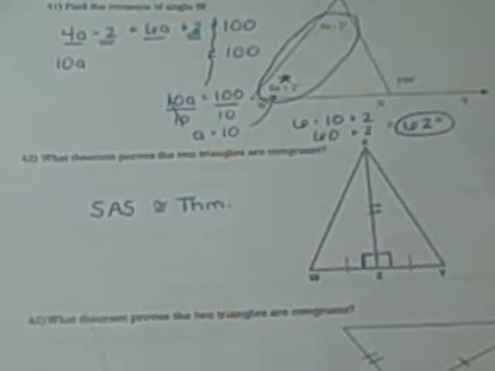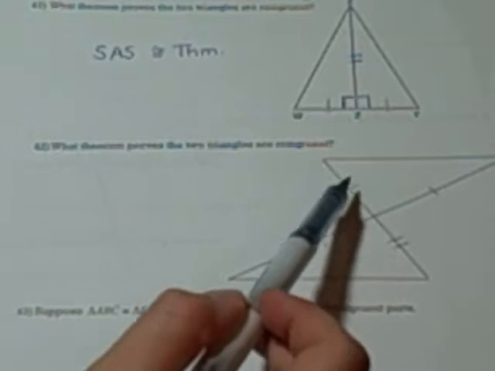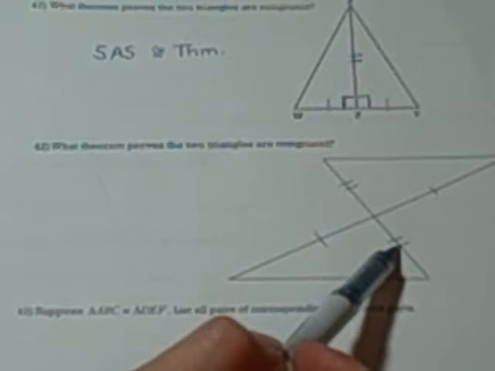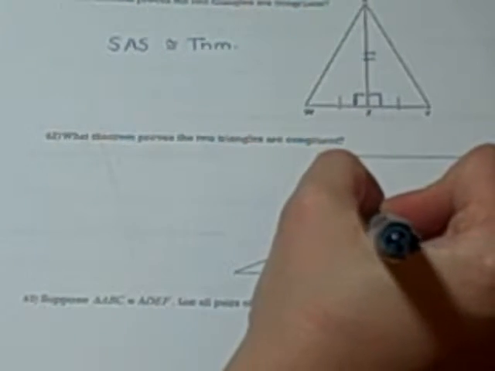Okay, let's take a look at the other number 42, which is this one down here. And again, it's asking us what theorem proves that these two triangles are congruent. Again, there's a piece of information here hidden in this diagram that's not labeled for you. You have one pair of sides that are congruent. You have another pair of sides that are congruent. Right here in the middle, though, you have a set of angles that are congruent. I want you to think about how you know that, because you better be able to back it up before you say that that's correct.